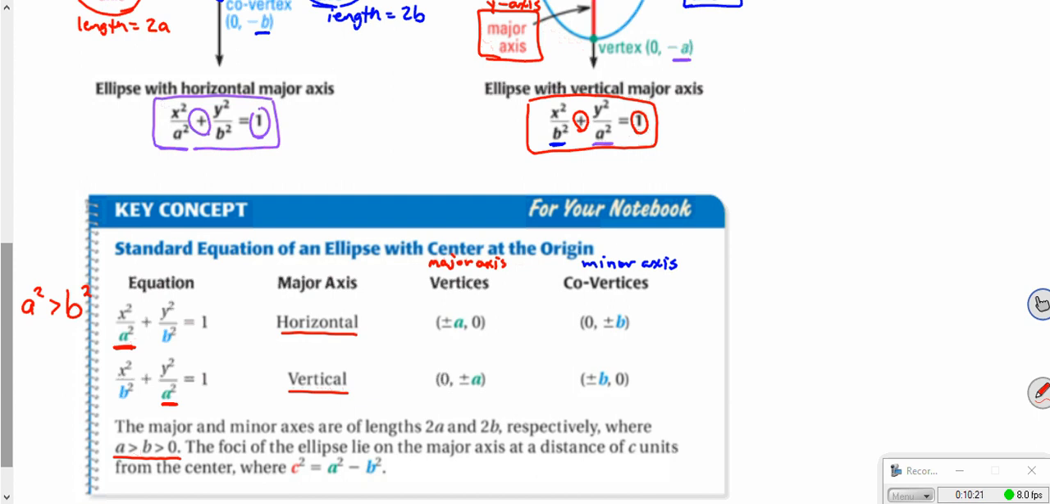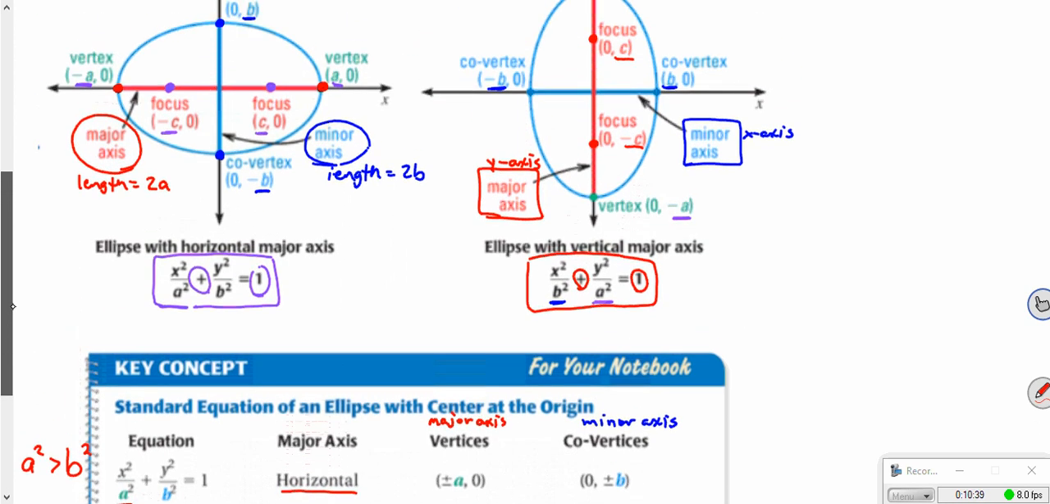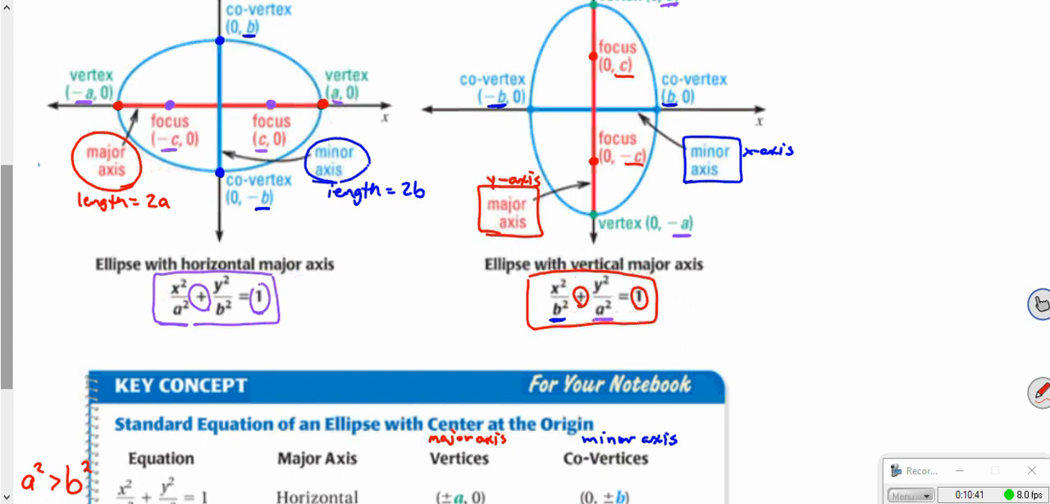Okay, and it says down here, this is a biggie. This is your formula for how you get your foci points. C squared equals a squared minus b squared. So if we go back up here, all of these focus points use this formula. C squared equals a squared minus b squared. That's how we find the focus, in every instance.